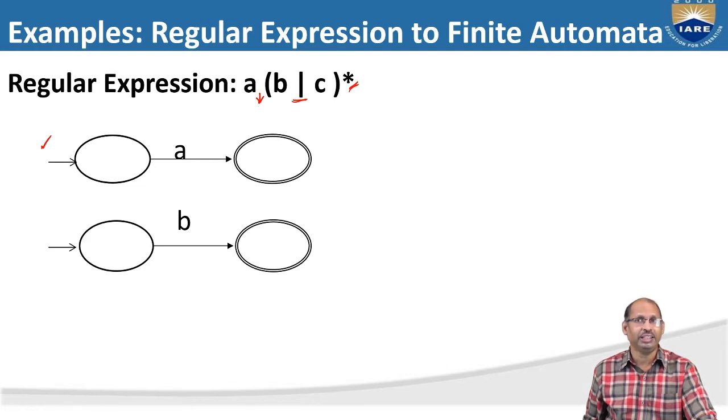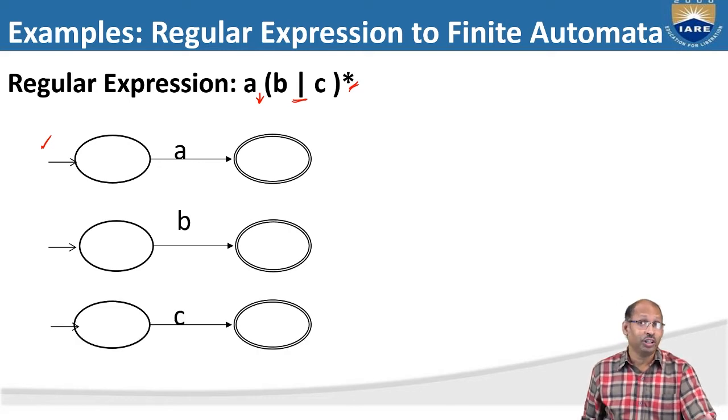Then we are writing the finite automata for the symbol B. So initial state to final state for the symbol B. Now for the symbol C, we are writing initial state to final state for the symbol C. So we are writing the ABC transitions for the finite automata 1, 2 and 3: A, B, and C.